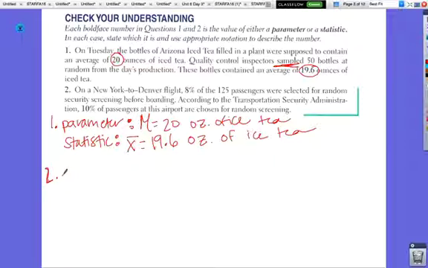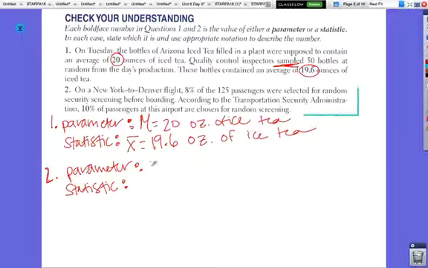Number 2. On a New York to Denver flight, 8% of the 125 passengers were selected for a random security screening before boarding. According to the Transportation Security Administration, 10% of the passengers at this airport are chosen for random screening. So we know we're going to be finding a parameter and also a statistic. We know that with both of these, we're going to be finding a mean, but the way that we represent or notate the mean for each of these is going to be different.